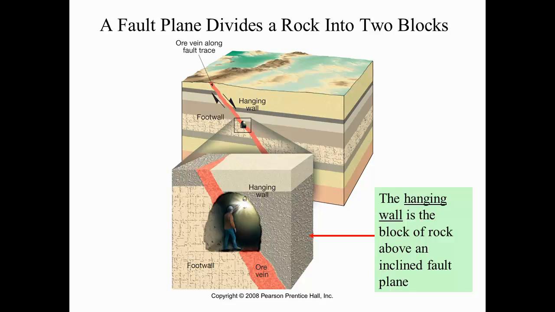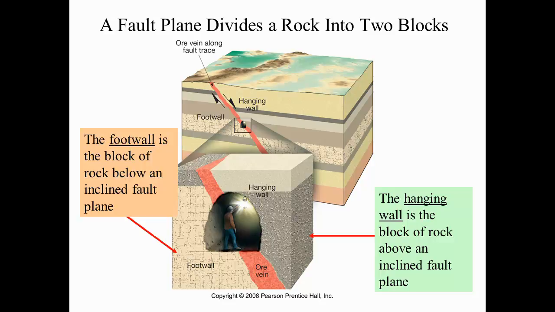Now, the hanging wall, by definition, is the block of rock above an inclined fault plane. In other words, from the miner's perspective, it's the rock that occurs above him, that's hanging above him. Okay? On the other hand, the miner is standing on the footwall. The footwall is the block of rock that occurs below an inclined fault plane. So to define both the hanging wall and the footwall, we have to actually look at a cutaway view, a cross-section of the fault, in order to determine which block is which.